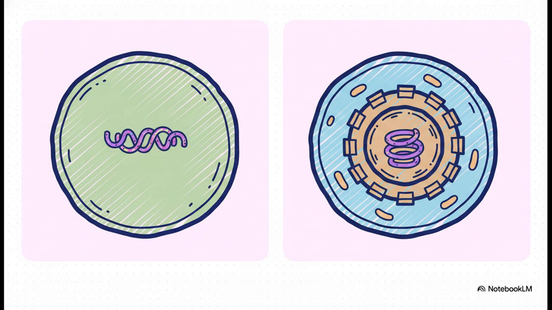Over on the left, you've got the prokaryotic cell. It's the simple, minimalist design. Its DNA just kind of floats around inside. But on the right, you see the eukaryotic cell. This is the complex deluxe model. It keeps its precious genetic material safe and sound inside a secure vault called a nucleus.